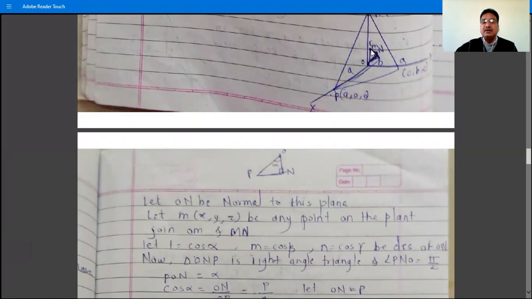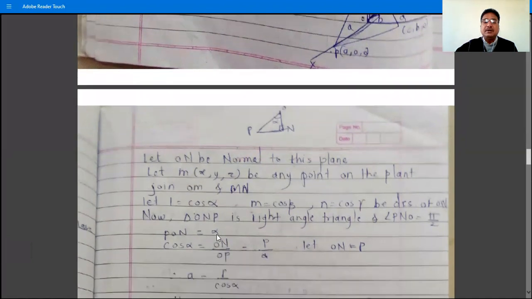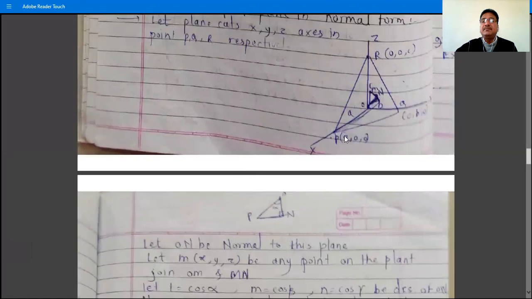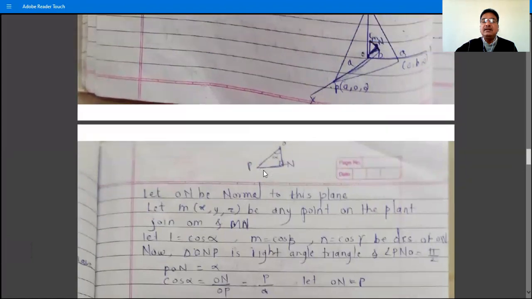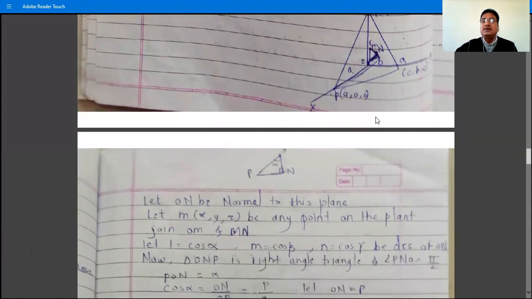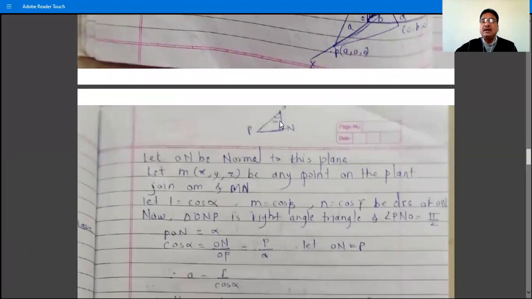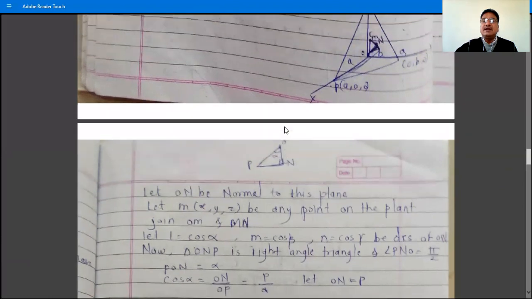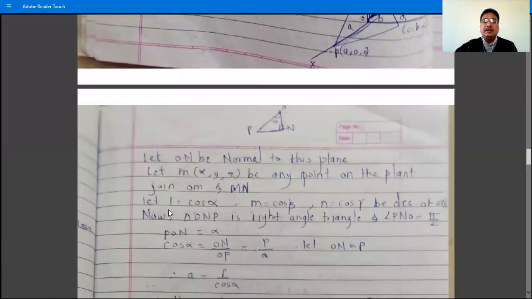Then join OM and ON, and then OMN becomes a triangle, suppose P in the place of M. The triangle OMN is a right angle triangle, and angle N is 90 degrees. Let l equal cos alpha, m equal cos beta, and n equal cos gamma be the direction cosines of the line ON.